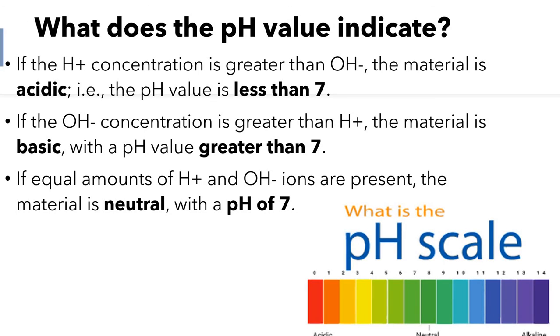If the H+ concentration is greater than OH-, the material is acidic, that is, the pH value is less than 7. If the OH- concentration is greater than H+, the material is basic with pH value greater than 7. If equal amounts of H+ and OH- ions are present, the material is neutral with a pH of 7.